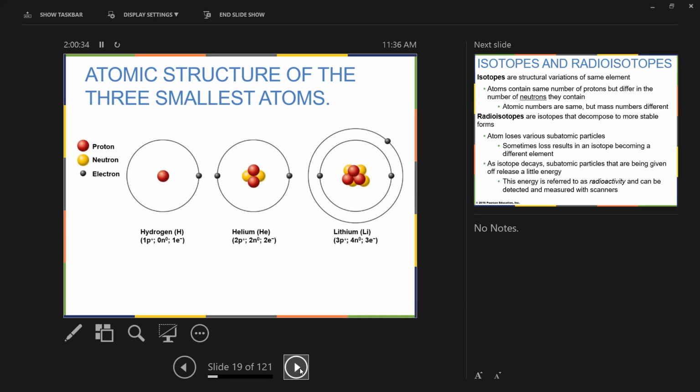The middle one is helium. 2 protons, 2 electrons. It also has 2 neutrons. So the nucleus of a helium atom is going to have 2 protons and 2 neutrons. It's going to have 2 electrons in orbit around the nucleus. We don't know where they're going to go. They're all over the place, but they're in orbit around the nucleus.